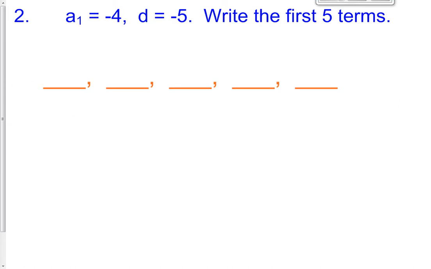But for this first one, let's again just practice writing the first 5 terms. The first term is a sub 1. a sub 1 is the value of the first term. That's what a sub 1 means. And then you get the next 4 terms just by adding the common difference. So add a negative 5. So negative 9, then add negative 5, negative 14, negative 19, negative 24. So to get each term, all you've got to simply do is add the common difference.